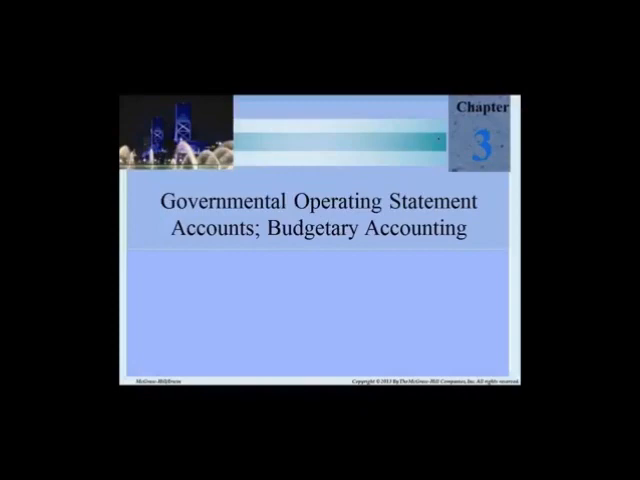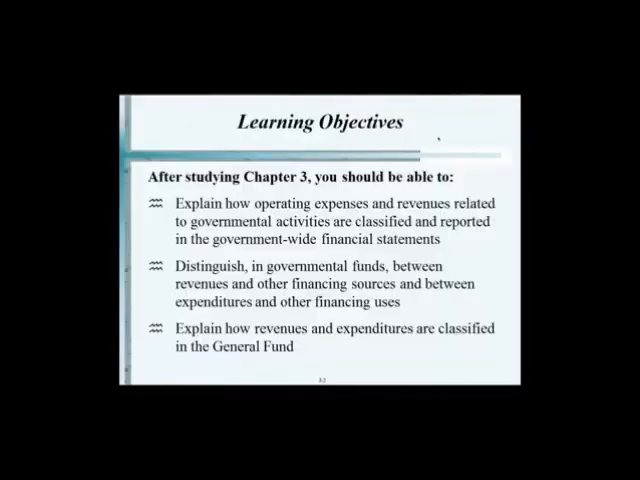Okay, so in our last class, we had a quick introduction to governmental accounting. We talked about the different bases of accounting. We talked about the measurement focus, right? We talked about the objectives of government financial reporting for different types of organizations.